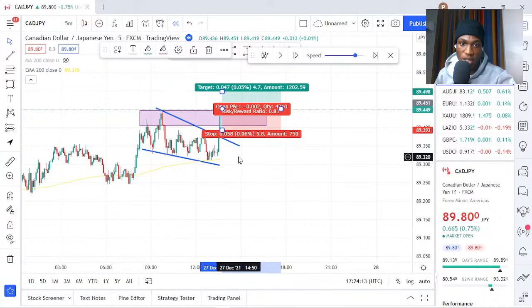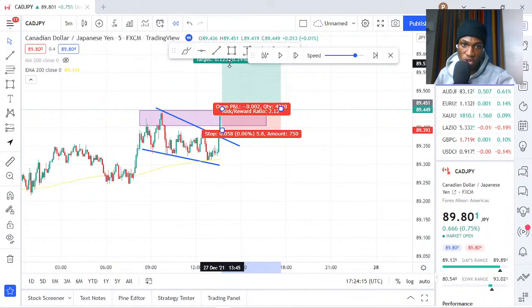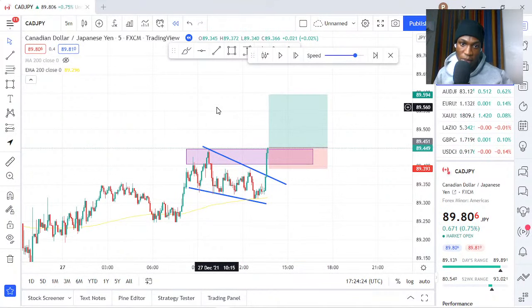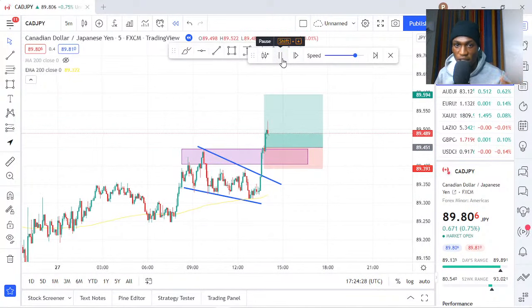this resistance. And then for my take profit, I could use a good 1 to 2 risk reward ratio, or 1 to 3, or you can use previous points the market has tested, and then wait for the market to ride in your direction.